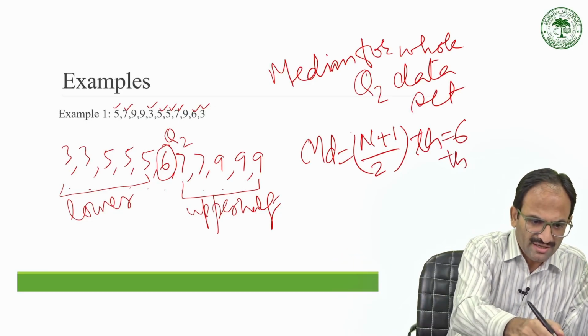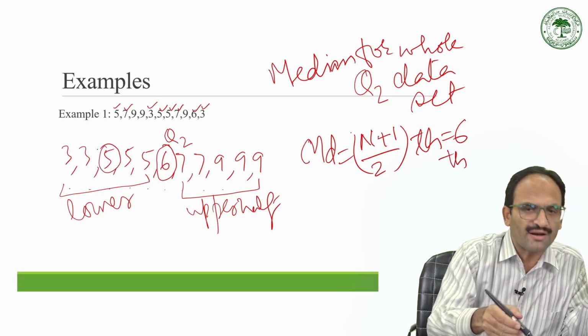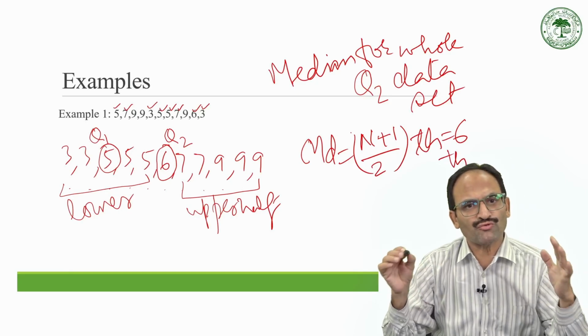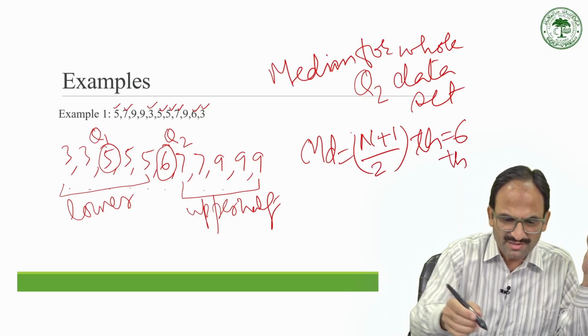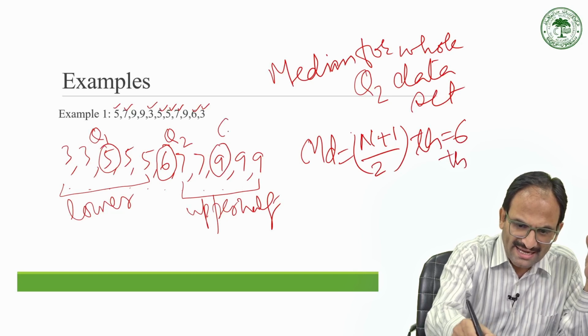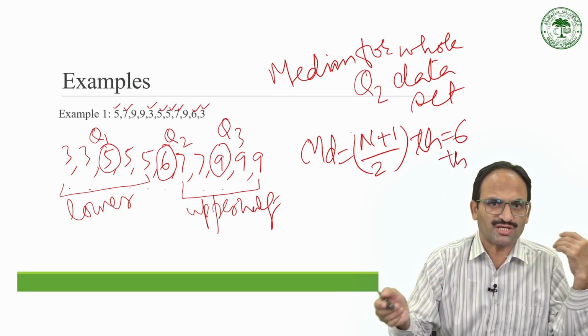So here 1, 2, 3, 4, 5 numbers are there. So the third number will be the median of the lower part of the data. So Q1 will be 5. Similarly, if you go to the upper group, you will find that 9 is the median of the upper part of the data. So it is Q3.